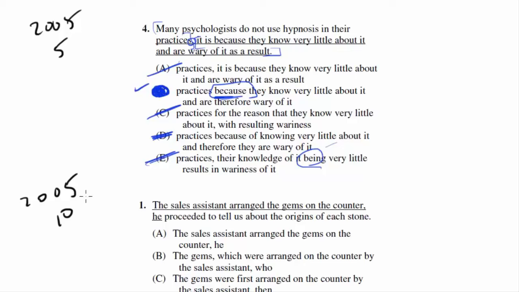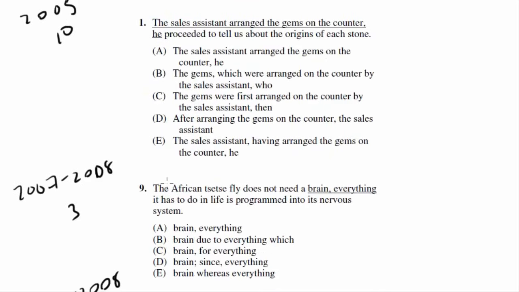Let's go ahead and check the next one. The sales assistant arranged the gems on the counter. He proceeded to tell us about the origins of each stone. So this is a classic comma splice. Complete sentence, separated with just a comma. So A is off the table.